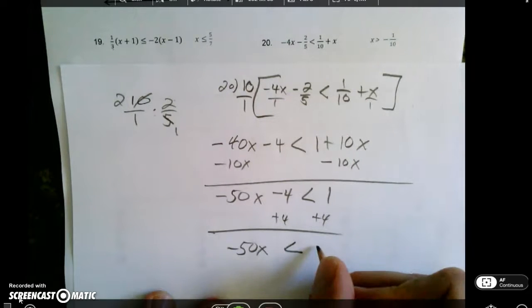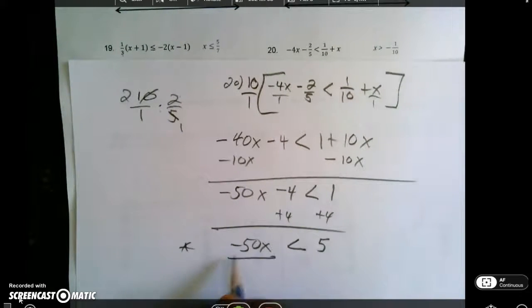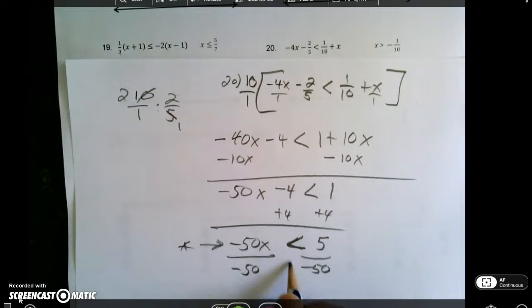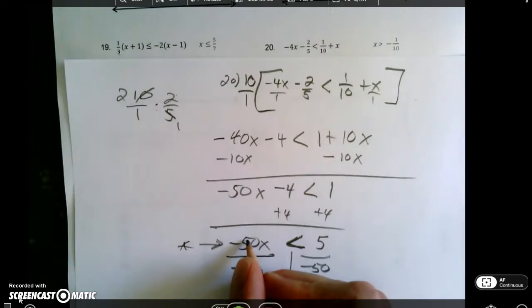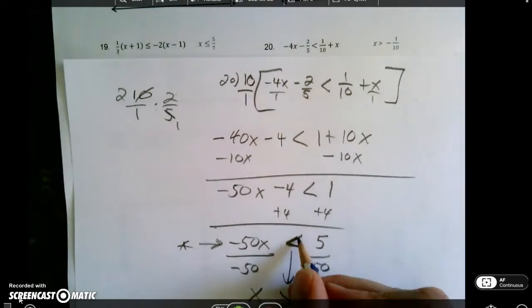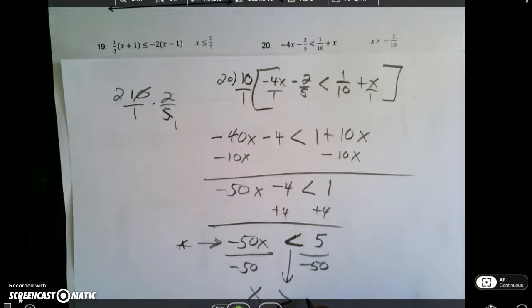And here's the important part right here. What am I going to be dividing by? I'm pointing to it, obviously. I'm going to be dividing by a negative. And whenever I multiply or divide by a negative with an inequality, I got to remember that this sucker has to switch directions. So negative 50 divided by negative 50 is positive 1x. Less than becomes greater than, and this is just a fraction that needs to be simplified. So 5/50ths is 1/10, and don't forget that it's negative.